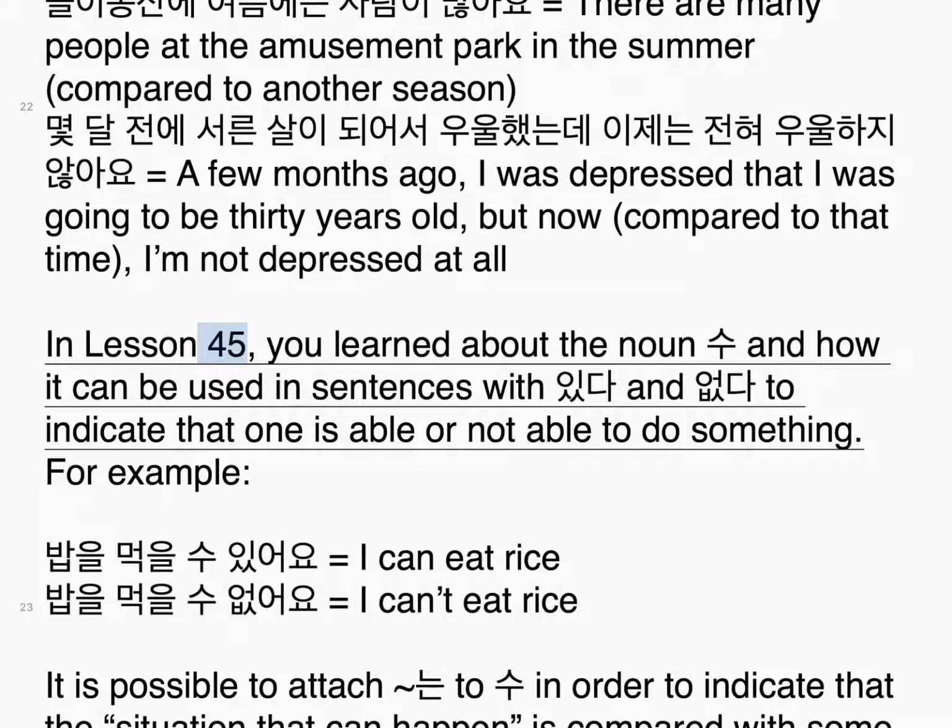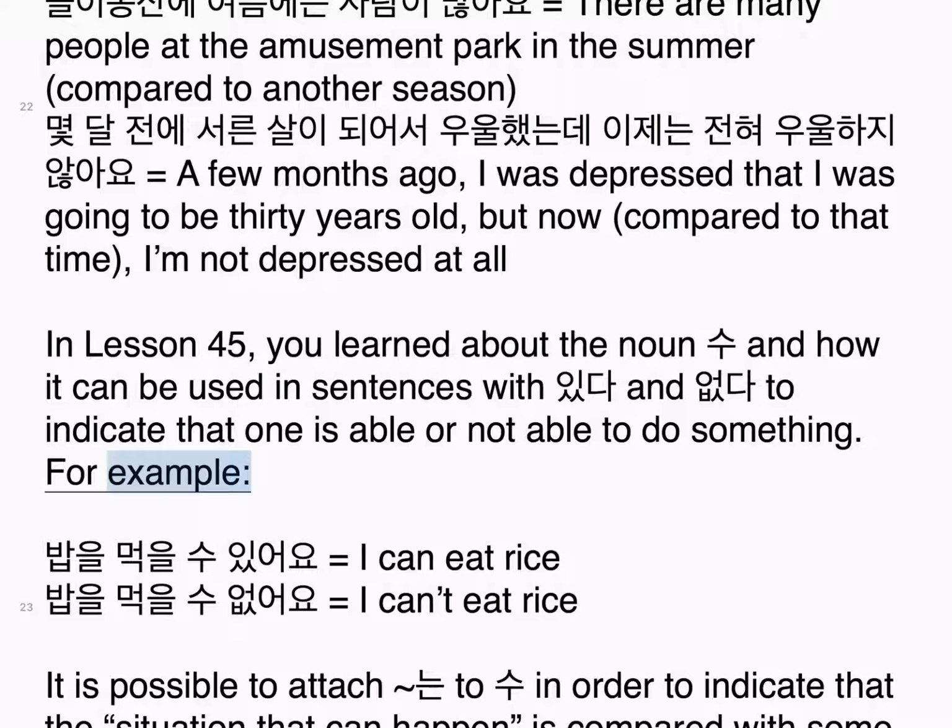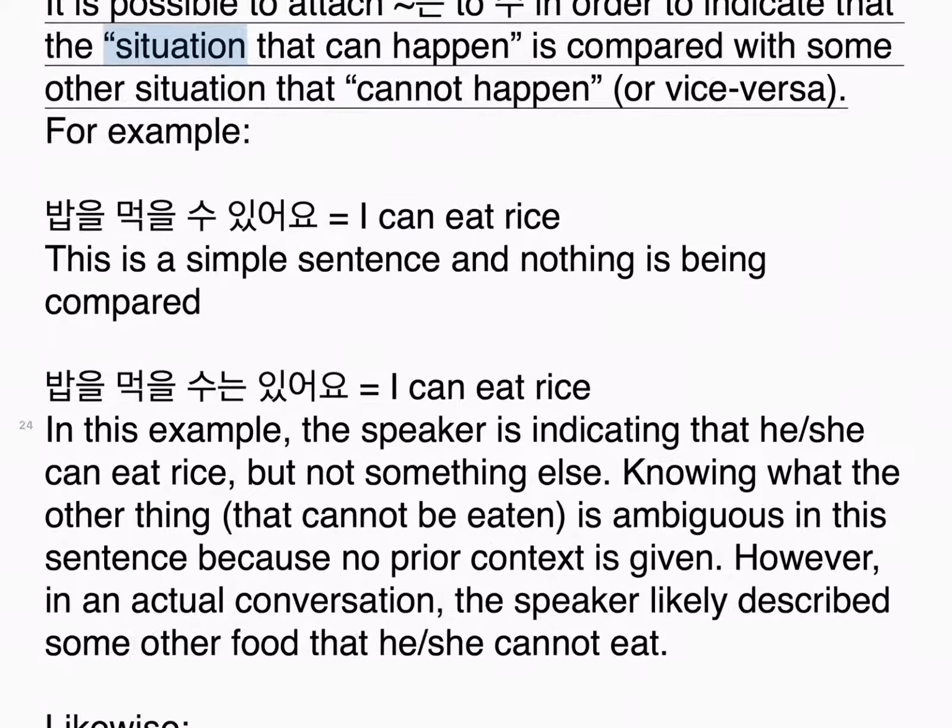In lesson 45, you learned about the noun 수, and how it can be used in sentences with 있다 and 없다 to indicate that one is able or not able to do something. For example, 밥을 먹을 수 있어요. I can eat rice. 밥을 먹을 수 없어요. I can't eat rice. It is possible to attach 는 to 수, in order to indicate that the situation that can happen is compared with some other situation that cannot happen, or vice versa.